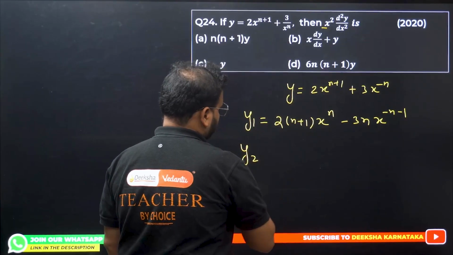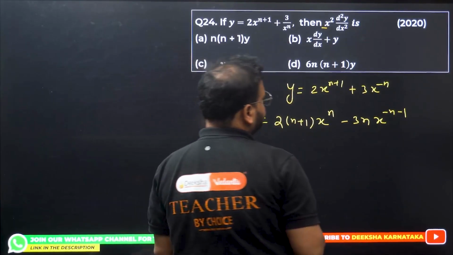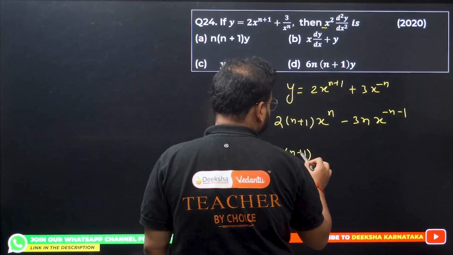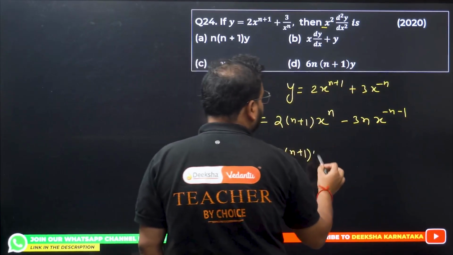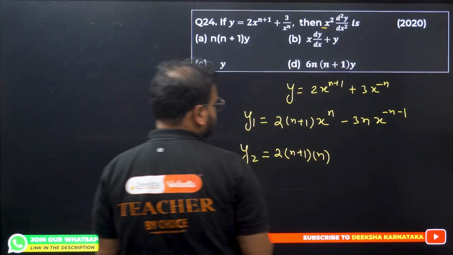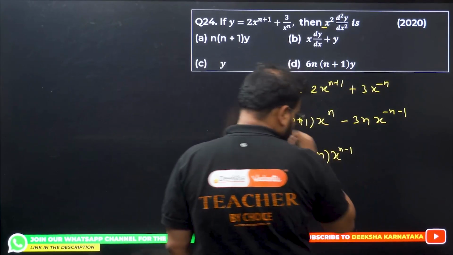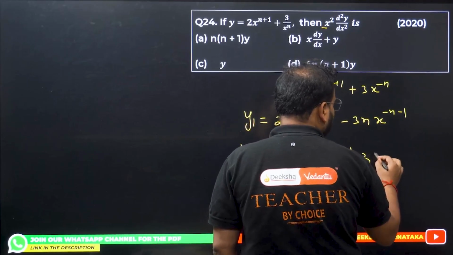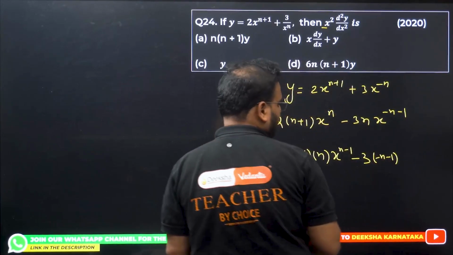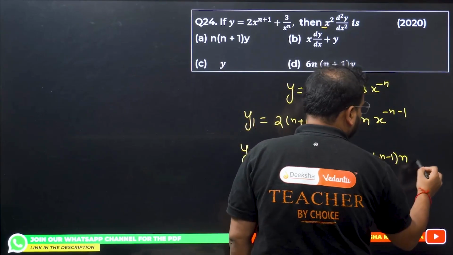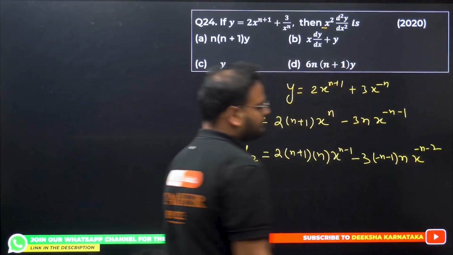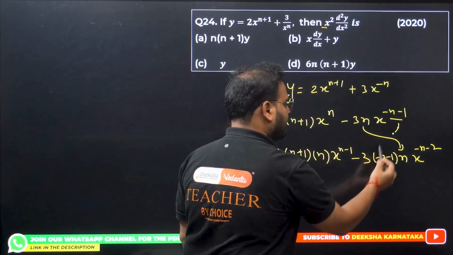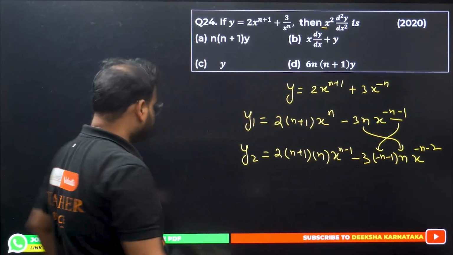One more time, y2. Second derivative. What I get for this one? Have a look. So I get 2 times of n plus 1, and we have one more time, n comes here, x power n minus 1, and for this what I get? Minus 3 is there, and we get minus n minus 1, with of course n, x power minus n minus 2. Look, this n was already there, and this thing comes over here. Just writing, you'll see.